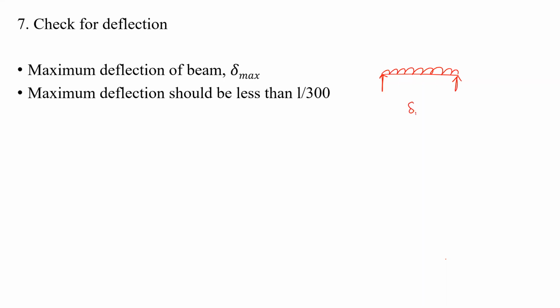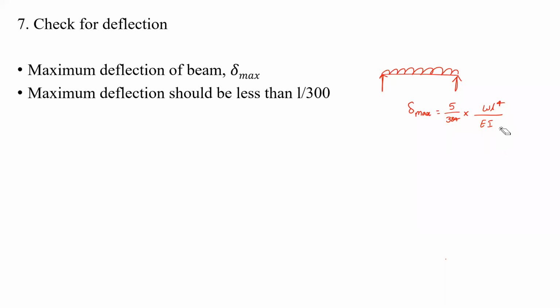The maximum deflection value for a simply supported beam carrying UDL is 5 by 384 into WL power 4 by EI, where W is the weight of the member and L is the length, E is the Young's modulus, and I is the moment of inertia. Here I is nothing but IZZ. Anyways, let's just keep it as I only. I'll talk about that IZZ or IYY while solving the problem.